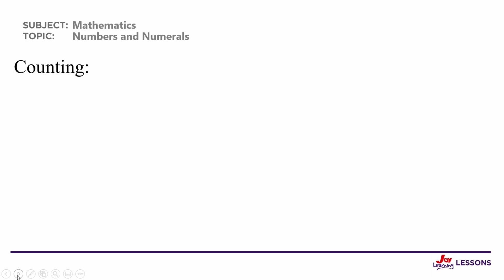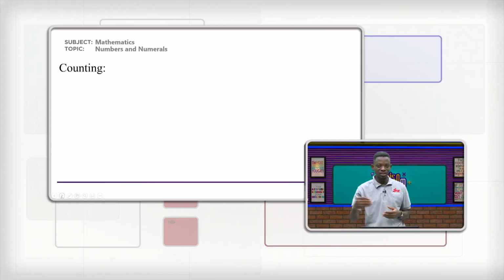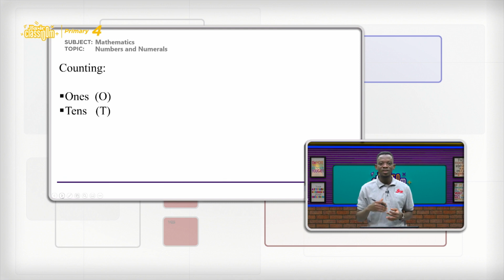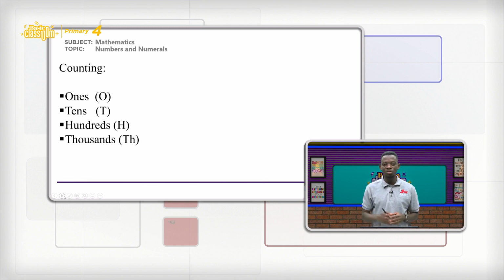So, in the beginning, we started counting. And we said that we count first in ones. So we have our ones there. Then we also count in tens. So if we have ones, we count in tens as well. Then we count in hundreds. So we have ones, tens, hundreds. Then we move on to thousands. So from thousands, what do you think will be the next counting stage?